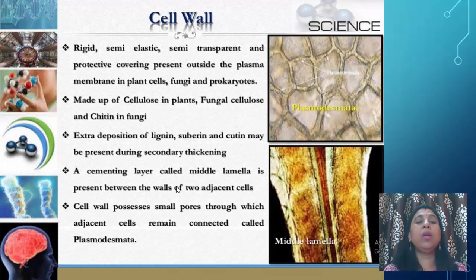A cementing layer called middle lamella is present between the walls of two adjacent cells. You can see in the figure, in the picture, when two adjacent cells are present, between the walls of the two cells, this middle lamella is present. Cell wall possesses small pores through which adjacent cells remain connected through plasmodesmata connection. Okay.